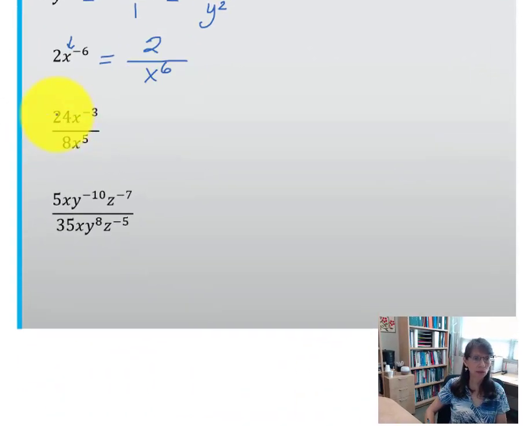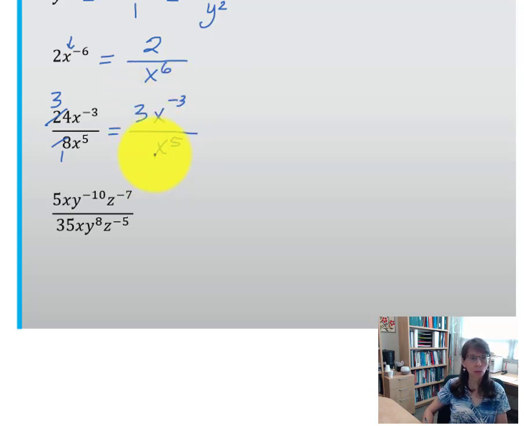For the next example, we have some numerical coefficients and we have variable bases. So starting with 24 and 8, both of those numbers are divisible by 8. So 24 divided by 8 will leave us 3. 8 divided by 8 will leave us 1. So that gives us 3x to the minus 3 over x to the positive 5. Now we're not quite finished because I still have the base of x written twice. That's how you can tell you're not finished, because you should not have any bases written more than once.